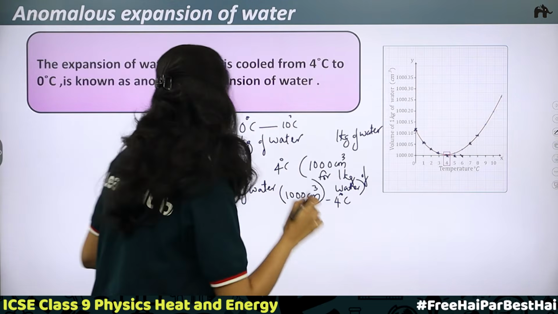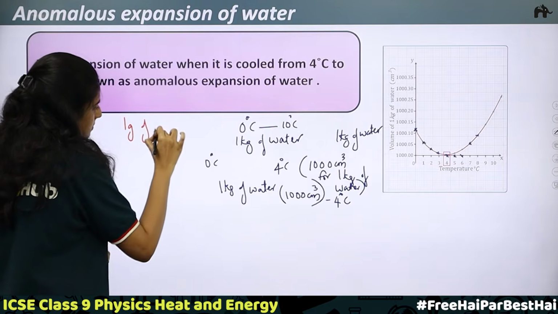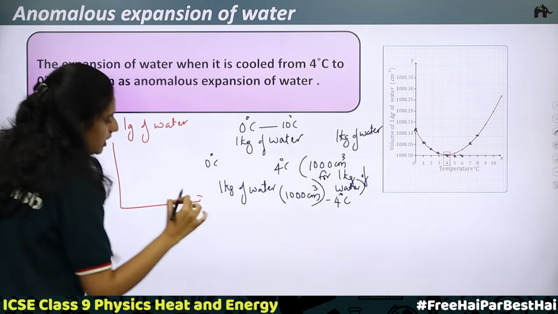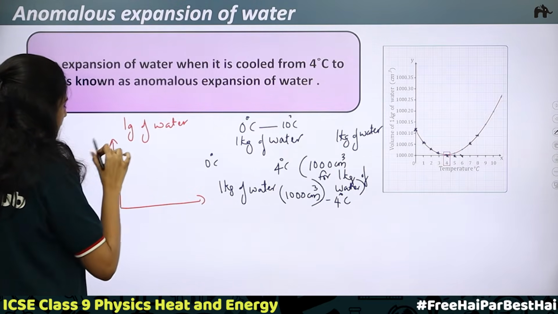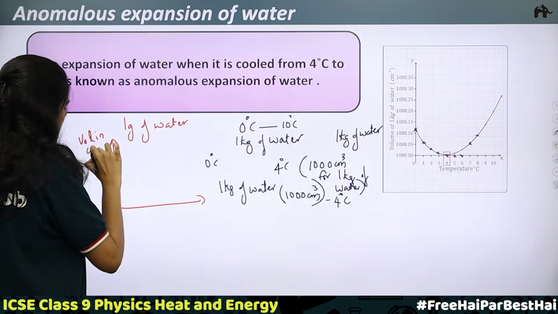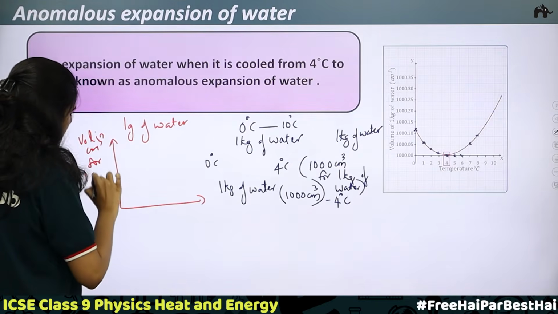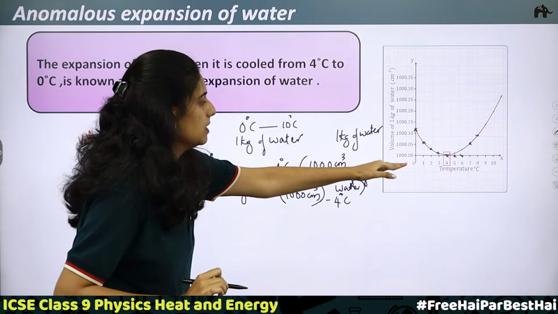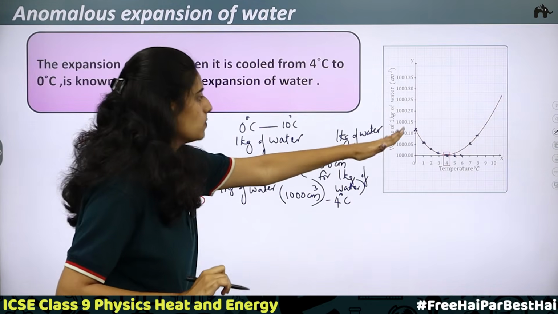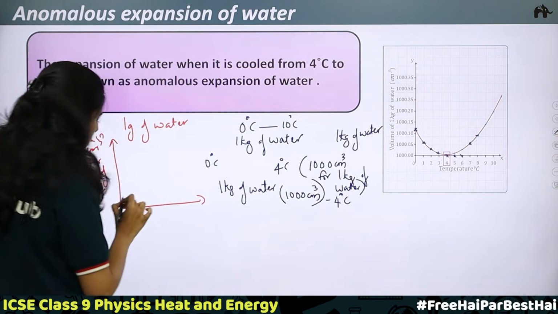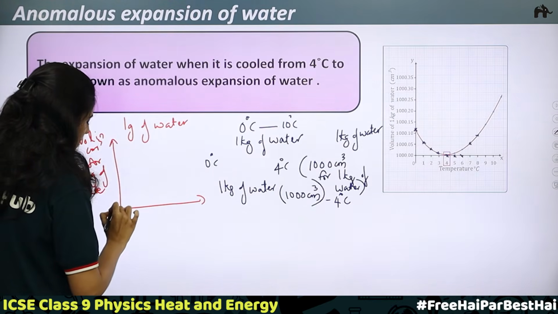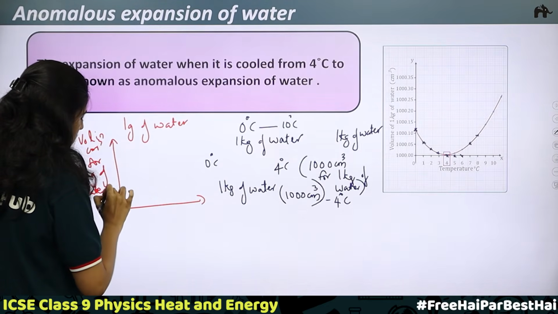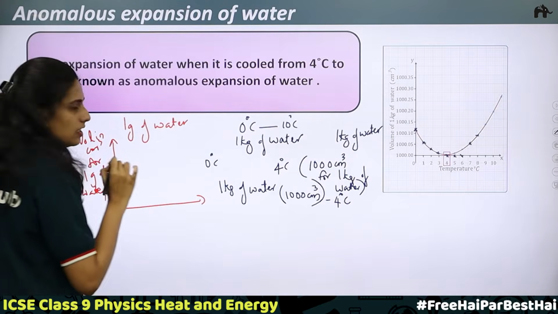Now, if you are having 1 gram of water, in that case again, here you will be having temperature, here you will be having volume in centimeter cube for 1 gram of water. So here we had 1000 centimeter cube, 1000.05 centimeter cube, 1000.10 centimeter cube. So here it will be 1.0001, next 1.0002. This is how it goes.